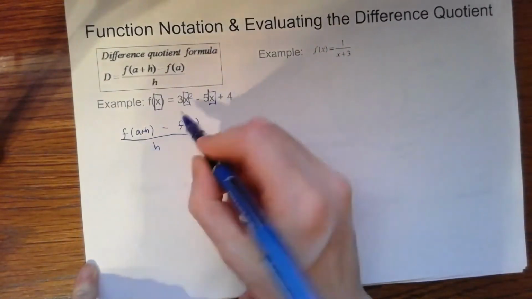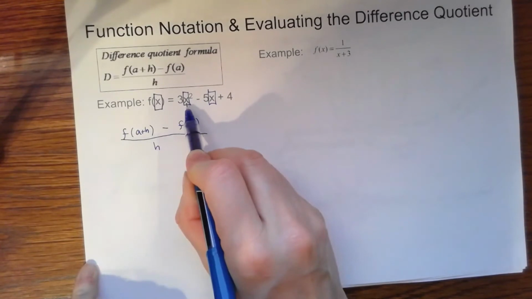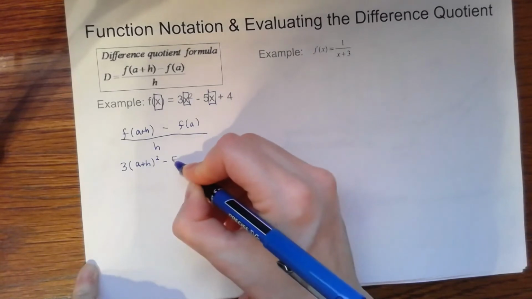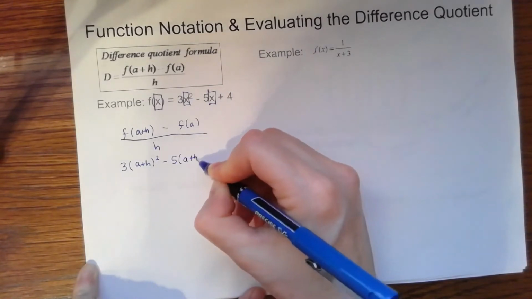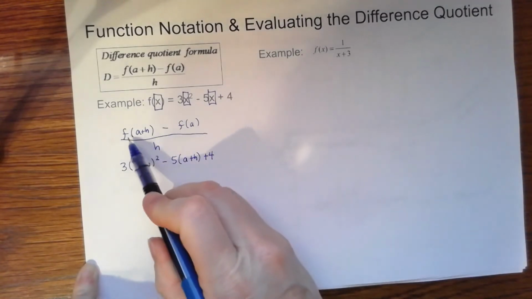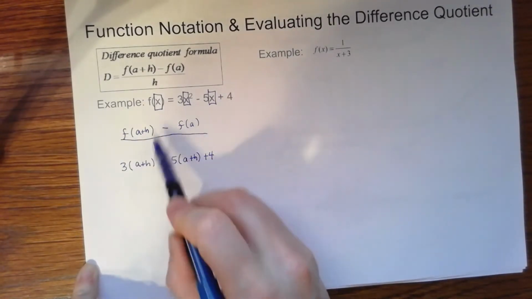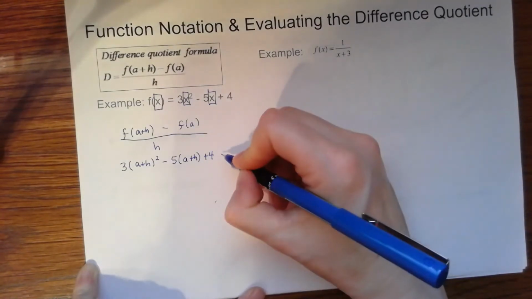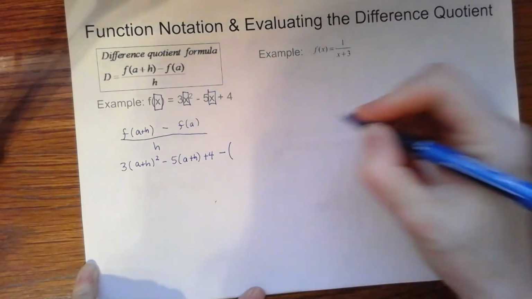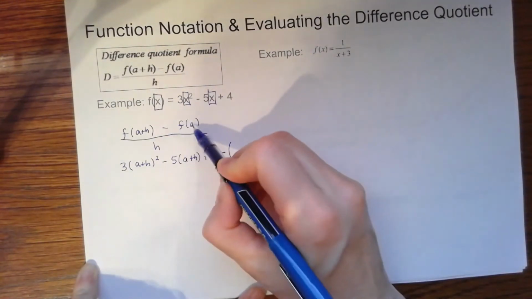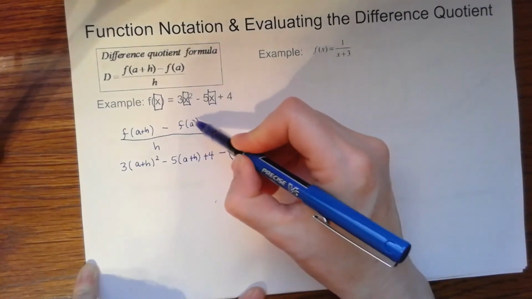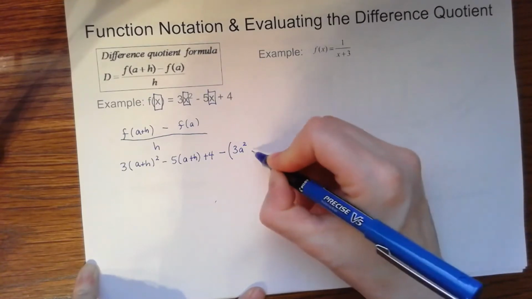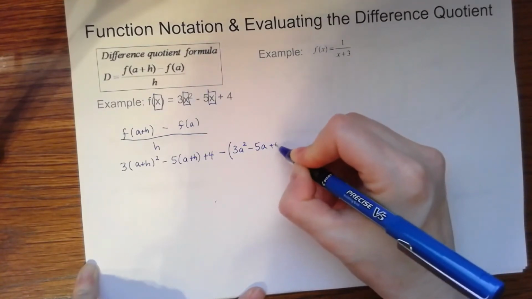All right, so for f of a plus h, put this in the box. That's going to be 3 times (a plus h) squared, minus 5 times (a plus h), plus 4. That takes care of f of a plus h. We took a plus h and put it in this box and this box. Now minus, and it's a really good idea to put parentheses because we need to subtract all of f of a. So we're going to take a and put it in the box here and here. That'll be 3a squared minus 5a plus 4.